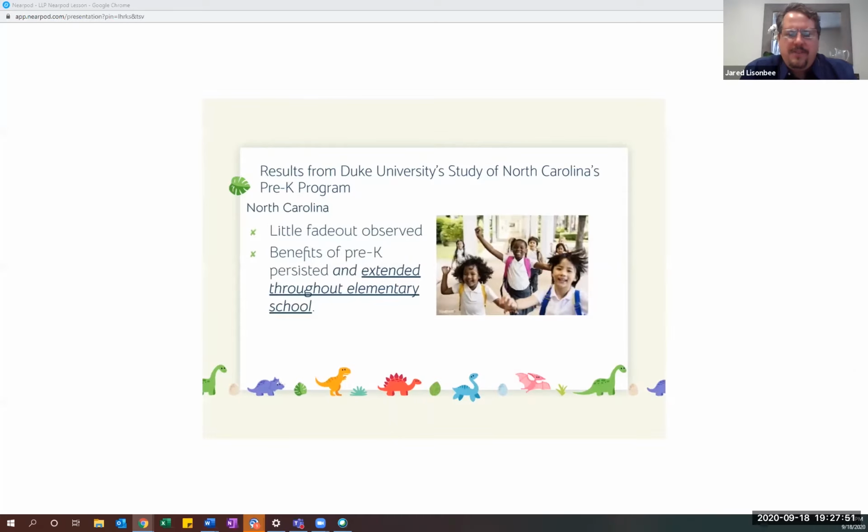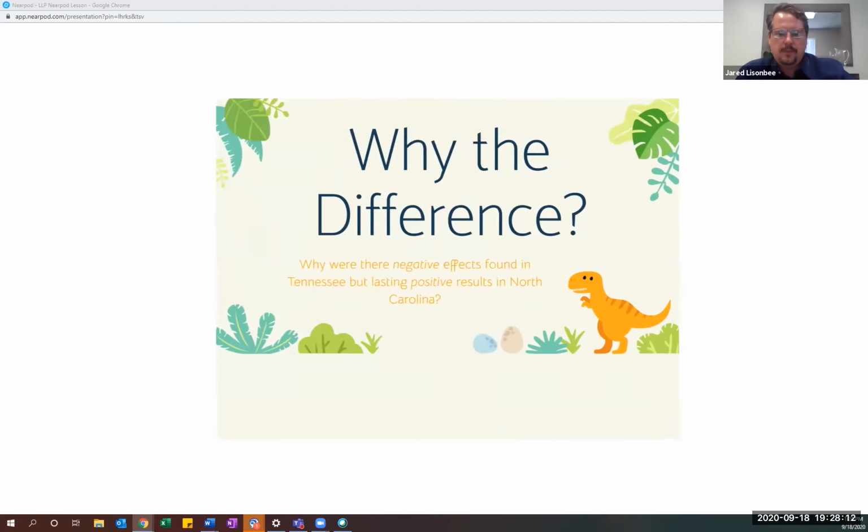But then they observed very little fade out, and with the child development study, they were able to find that even in 5th grade, there was a continued benefit and advantage for the children who had been in the North Carolina pre-K program. So go ahead, Jamie, to the next one.